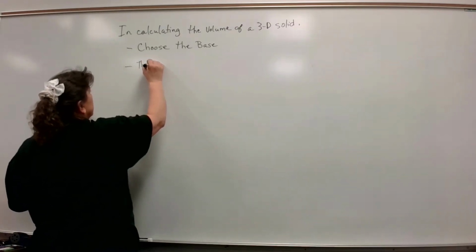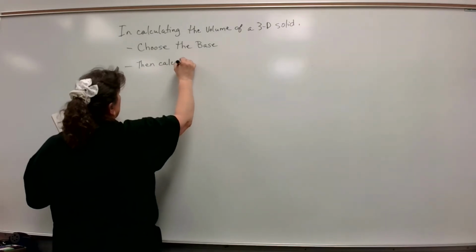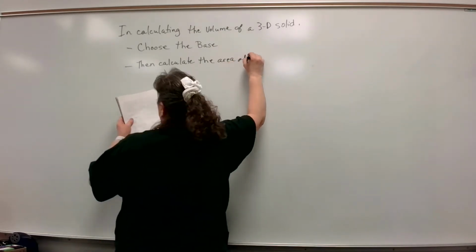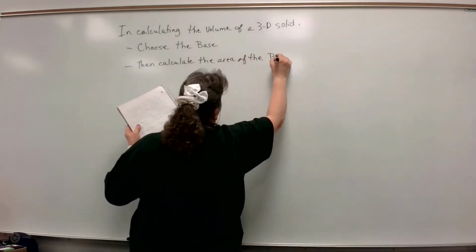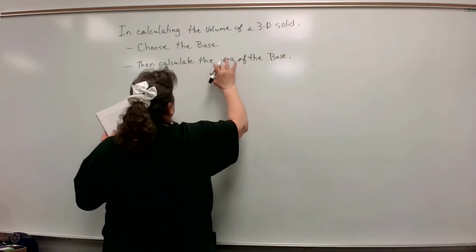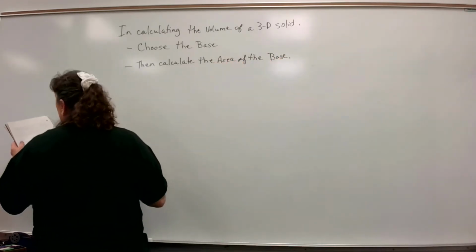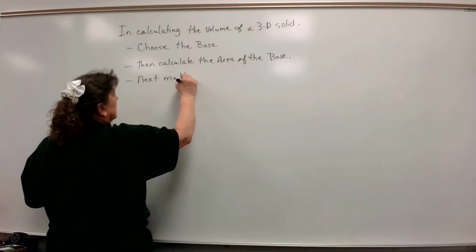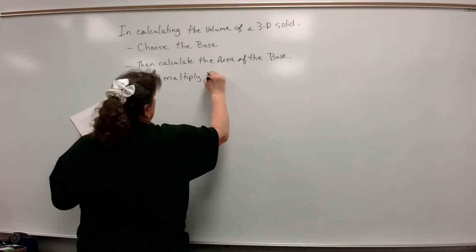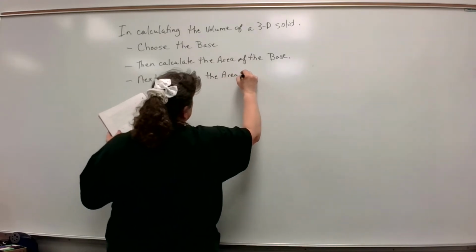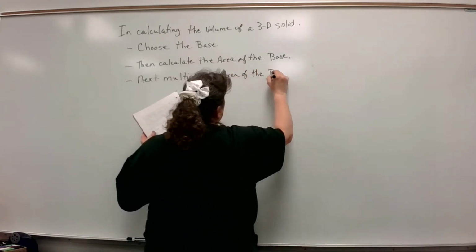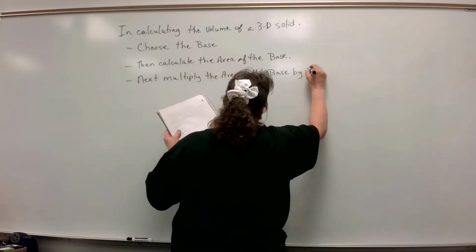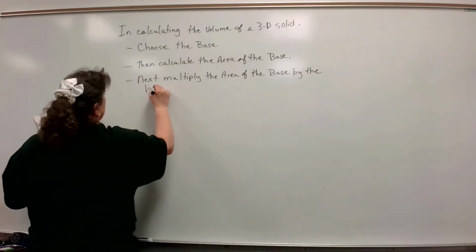Then calculate the area of the base. After that, next, multiply the area of the base by the height of the prism. Or the pyramid.